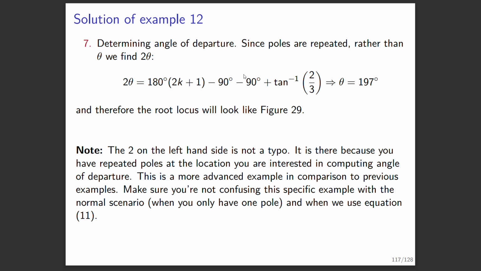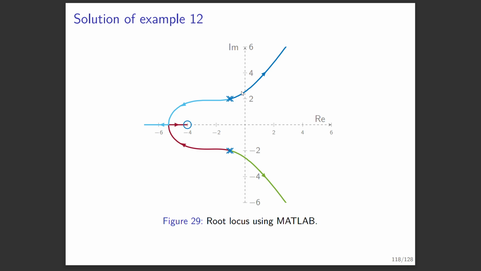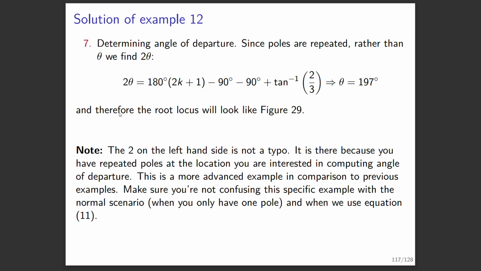When you determine the angle of departure, notice that there is a 2 required here. Why do I need a 2? Because each angle is happening twice. So if I want to find the angle of departure from this pole, I have actually twice that happening. So when I find the angle between this pole and this pole, I have it twice. I have this twice. Therefore, I have a 2 theta here.